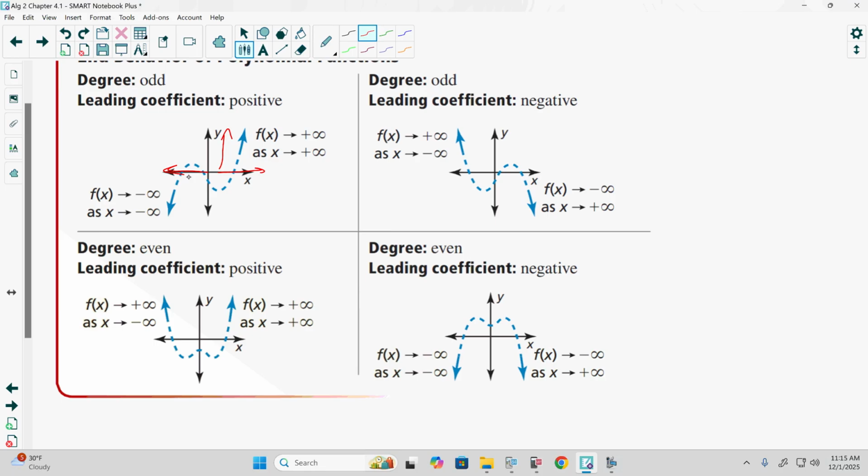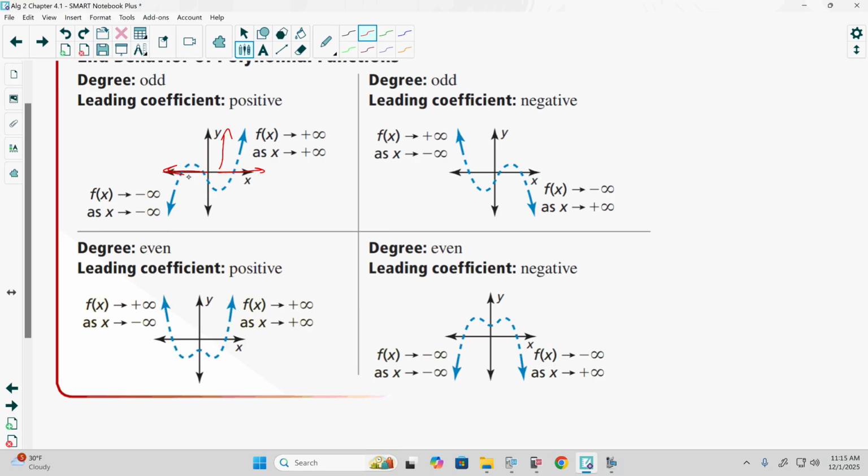Now, if the degree is even and the leading coefficient's negative, both ends are going to go down, telling us that f of x is going to approach negative infinity as x approaches negative infinity, and f of x is going to approach negative infinity as x approaches positive infinity.